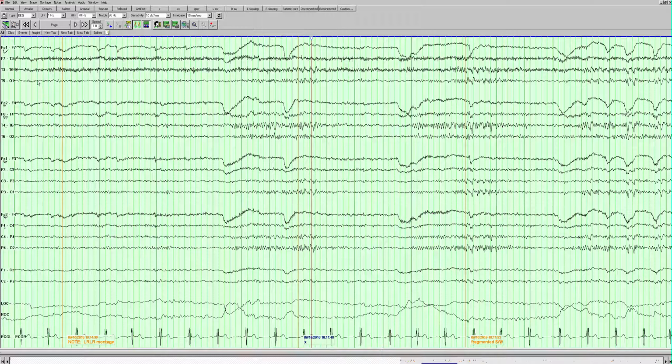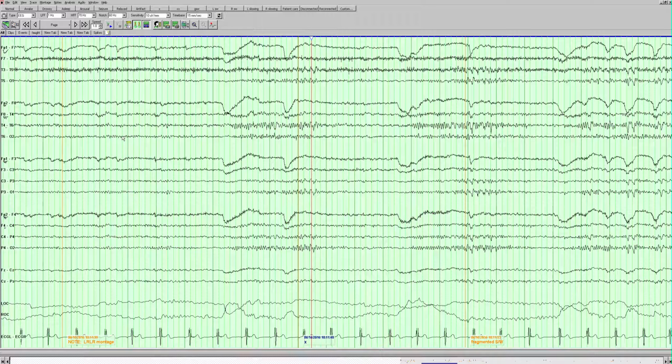And as we look at this, we can see that the patient's eyes, it looks like she's got a little bit of eye movements here. They're closed, but she probably has a little bit of eye flutter. And her posterior dominant rhythm, it looks like it's about 10 hertz. So the frequency is normal and the amplitudes look symmetric.